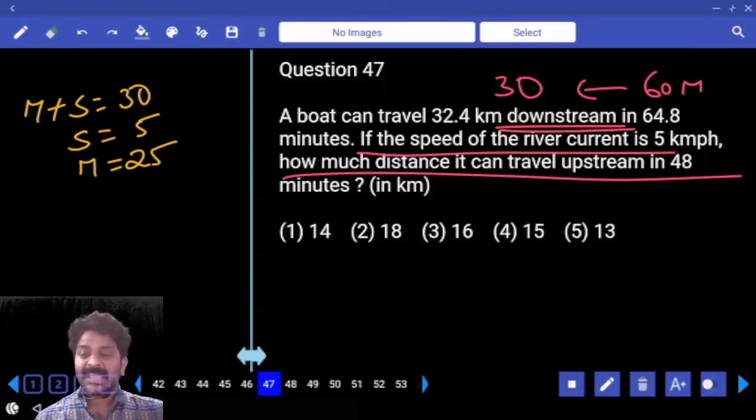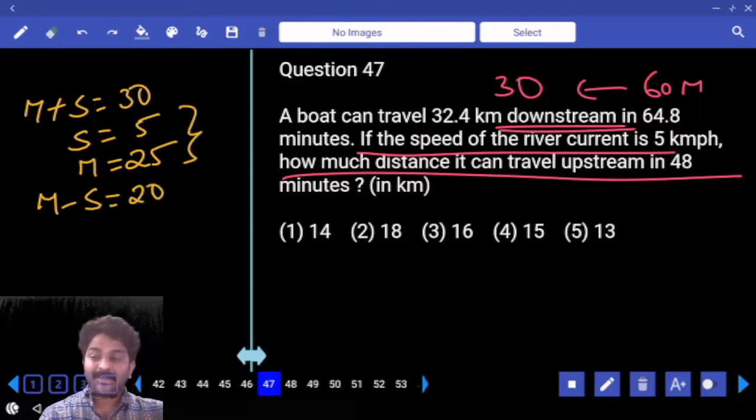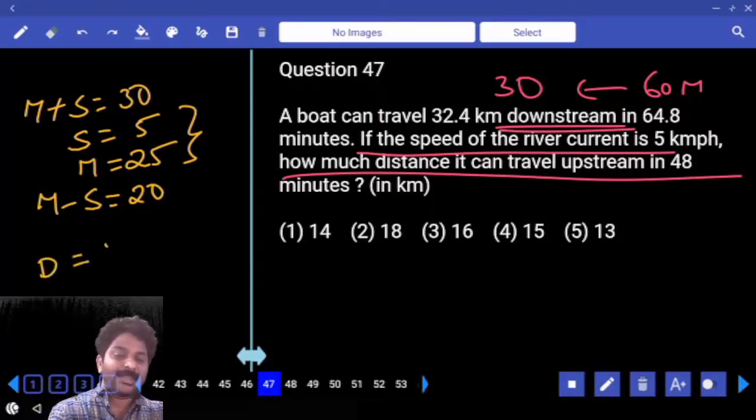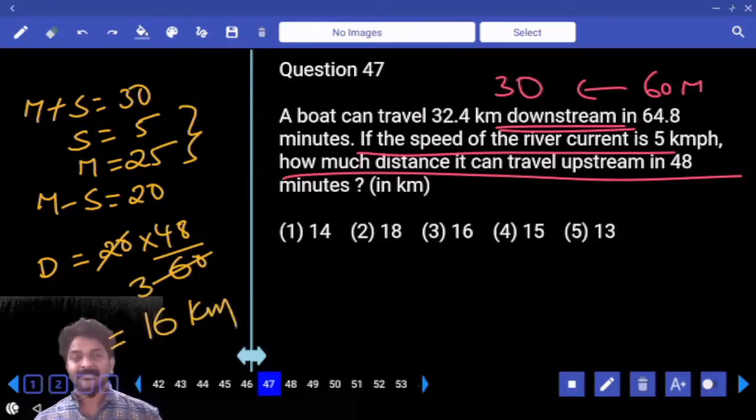How much distance can it travel upstream in 48 minutes? Upstream means M minus S, 25 minus 5, 20. In how much time? 48 minutes. Correct? So distance D is equal to speed into time. 48 minutes converts to hours by dividing by 60. 20 times 48 by 60 gives 16 kilometers.